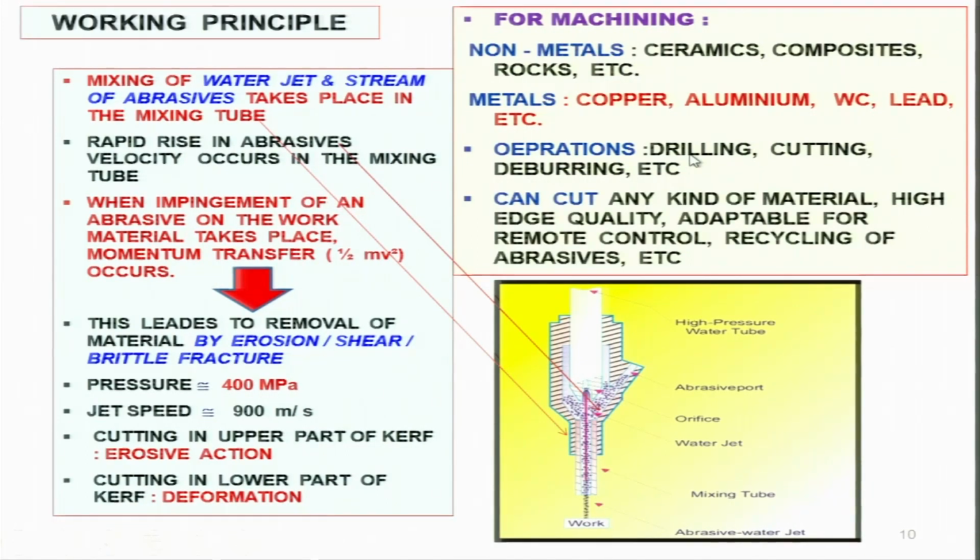Even turning can be performed. Abrasive water jet turning operation. It can cut any kind of material, with high edge quality, and is adaptable for remote control. This is a very important feature. And recycling of abrasive also takes place, because abrasives are quite expensive and you cannot throw them out after using them once. So recycling takes place. Before recycling, they are processed properly.